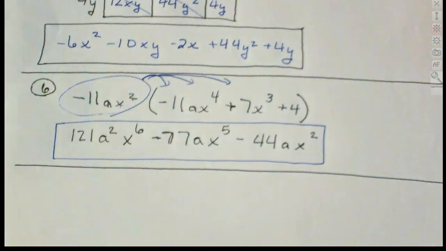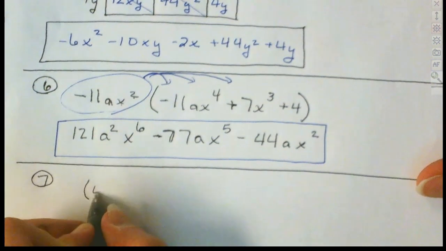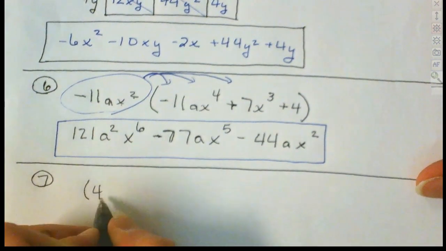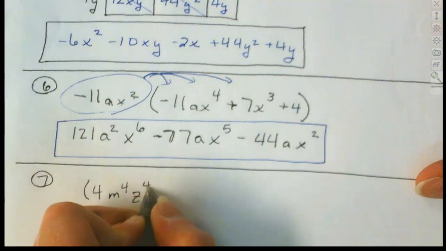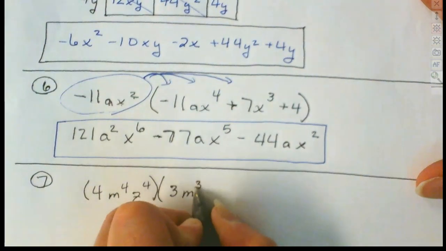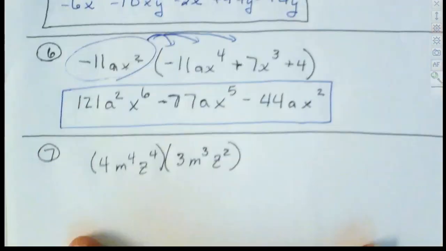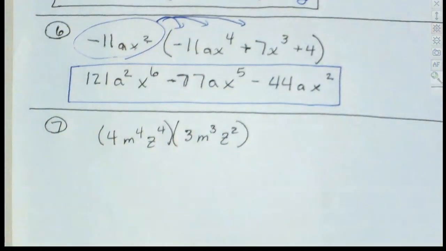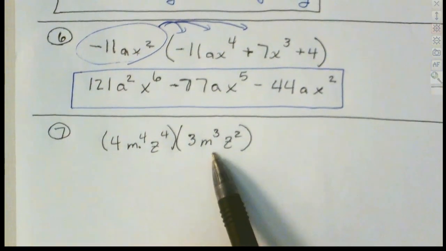Question 7. We've got 4m to the 4th, z to the 4th, and we've got 3m cubed, z squared. When I look at this, do I have any addition or subtraction at all? No. No addition, no subtraction. It's just this piece multiplied by this piece.